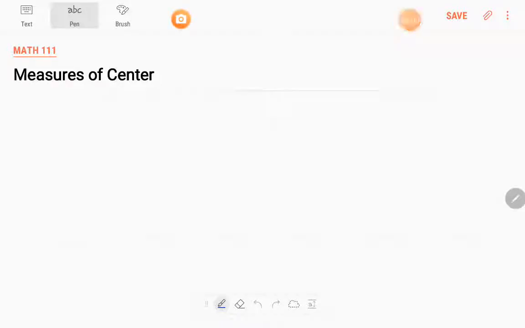In this video, we're going to be looking at measures of center. So whenever we have a data set, we want to find the middle of the data set. The measures of center we're going to be looking at today are the mean, median, and mode. So first, starting with the mean.